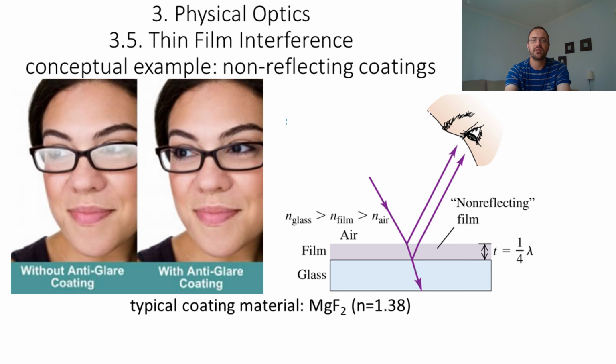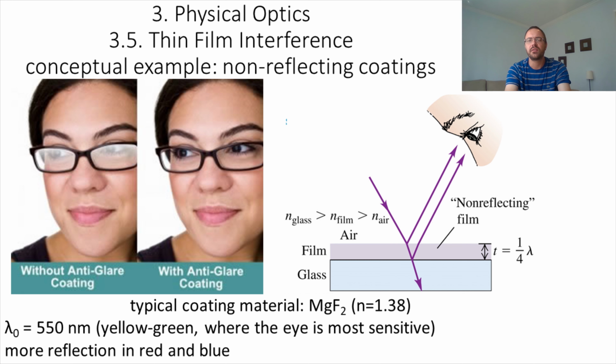One problem that we have with those coatings is that it only works for one wavelength, right? So usually the thickness is chosen to remove the glare in the yellow-green because this is where our eyes are the most sensitive. And so that means that there is some reflection for the red and the blue wavelengths.